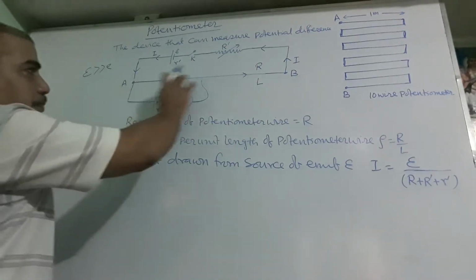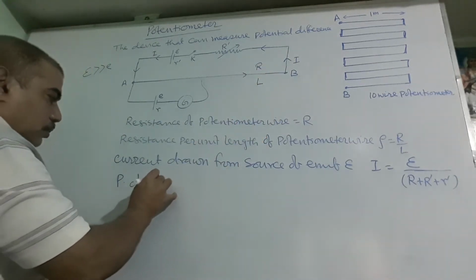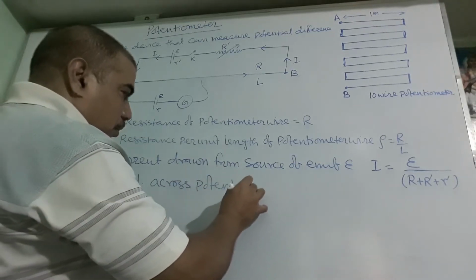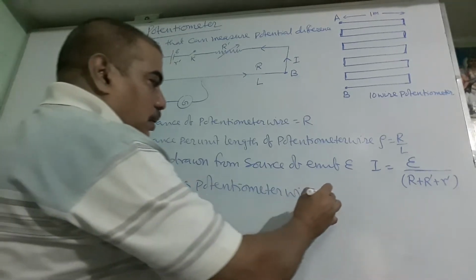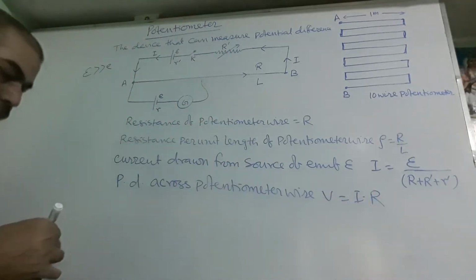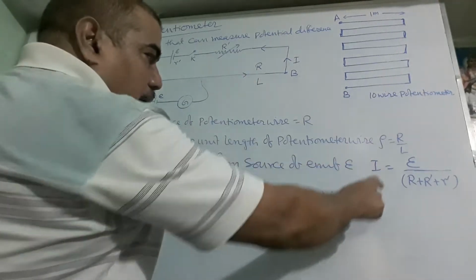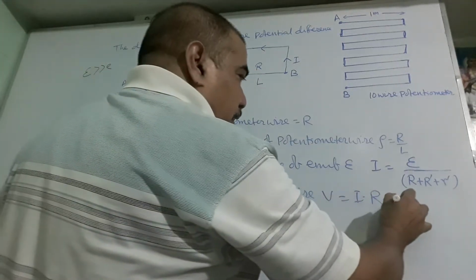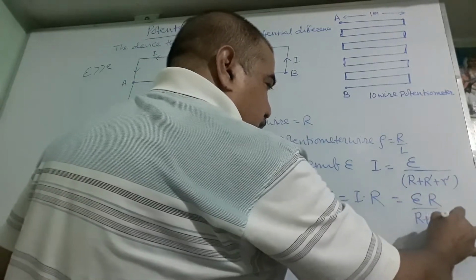Now, what is the potential difference across this potentiometer wire? Across the potentiometer wire, this V will be I into R. This I and this R are of this circuit only. So it can be written as E R over R plus R dash plus r dash.